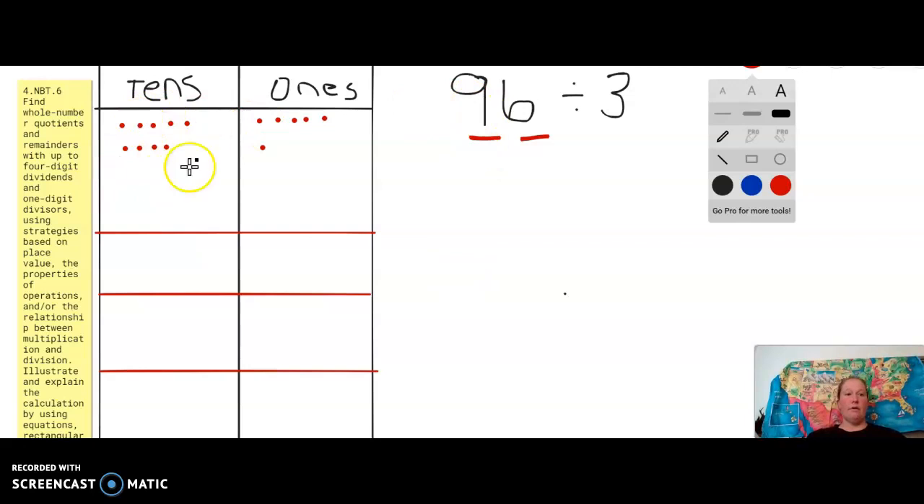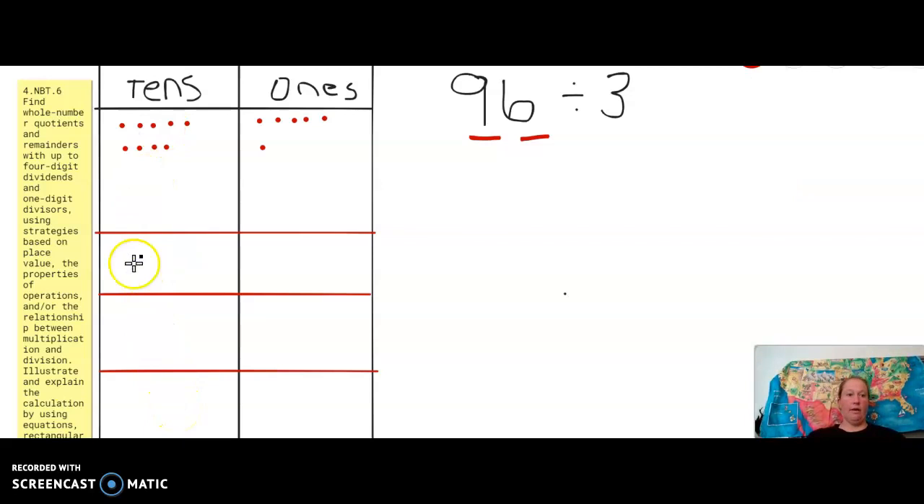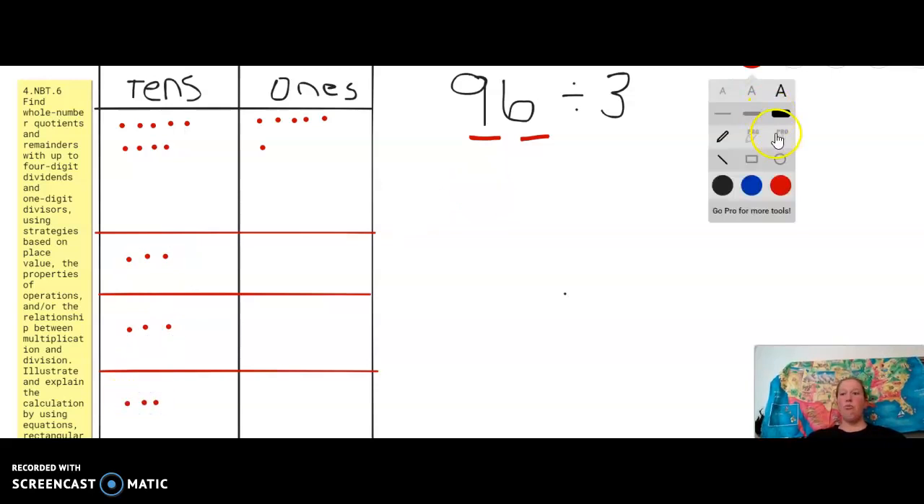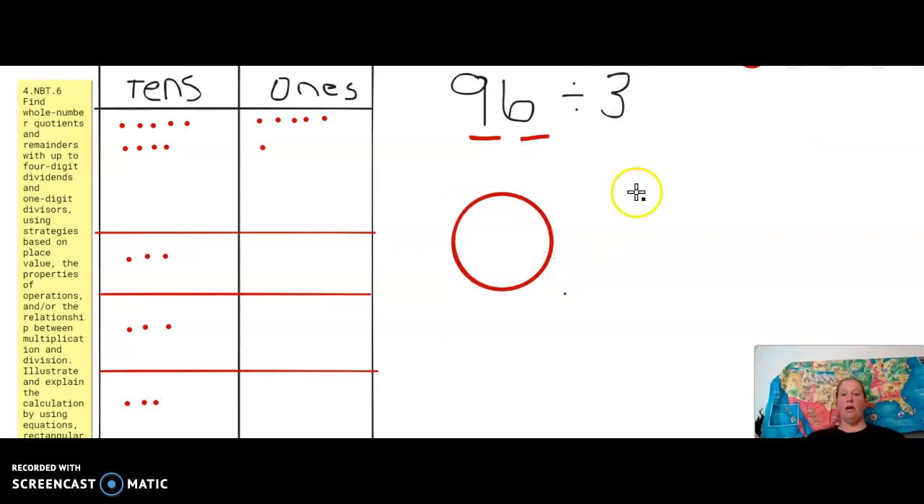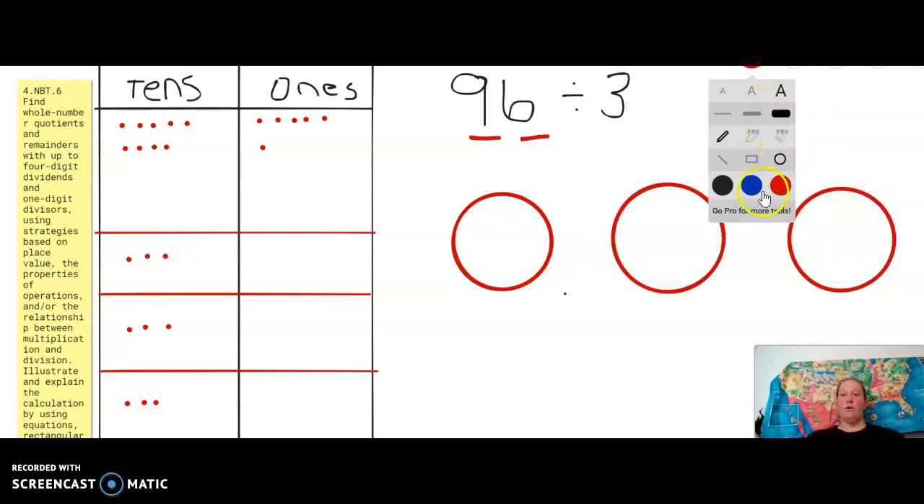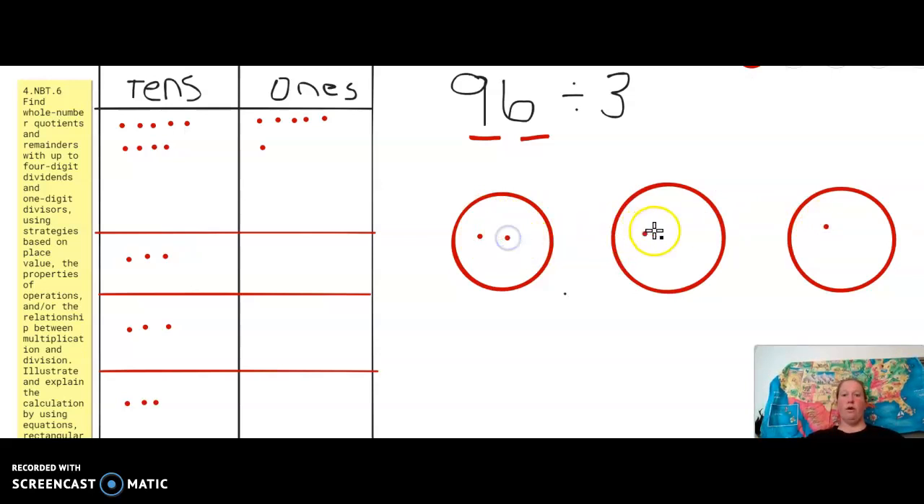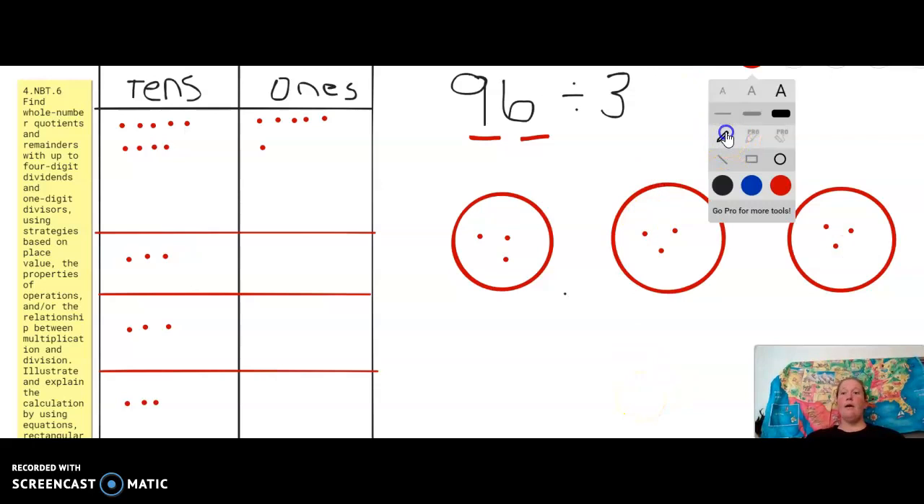Now, next step. We need to say, I have 9 tens. How many would each group get? Well, I know that each group would get 3. And I can show you something you may have done in the younger grades, or even last year in 3rd grade, when you were dividing. You had your 3 groups. Okay, and then if we did 1, 2, 3, 4, 5, 6, 7, 8, 9, it shows you 3. We have 3 of them.